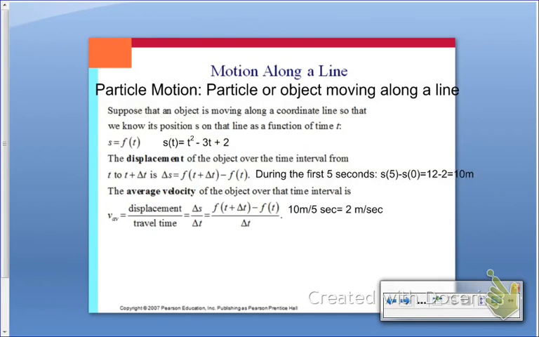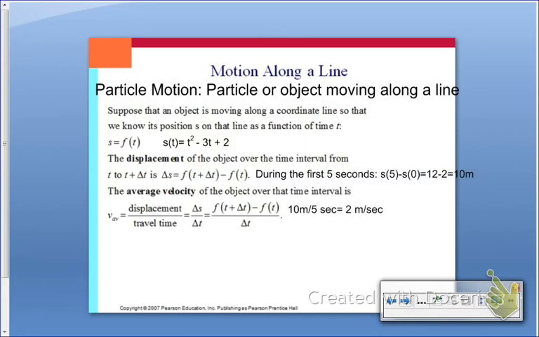So we start with the idea of what is particle motion. It's a particle or object moving along a line. It seems kind of funny to call it a particle, but that's what they call it, a particle. It's an object in most cases that we're going to be thinking about in class. So we'll start with the basic concept.